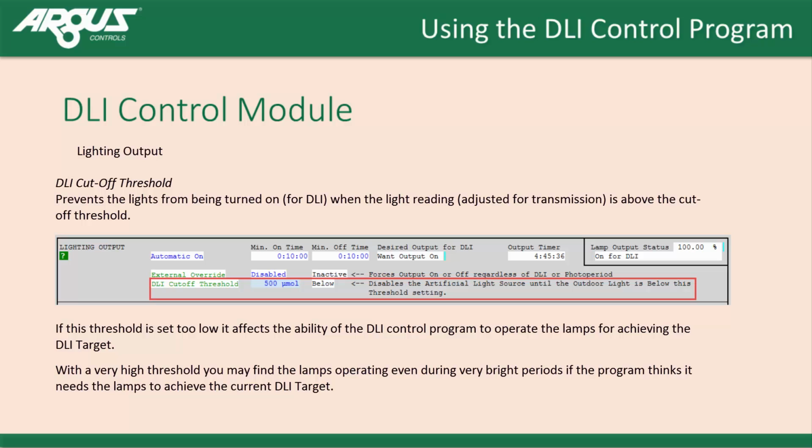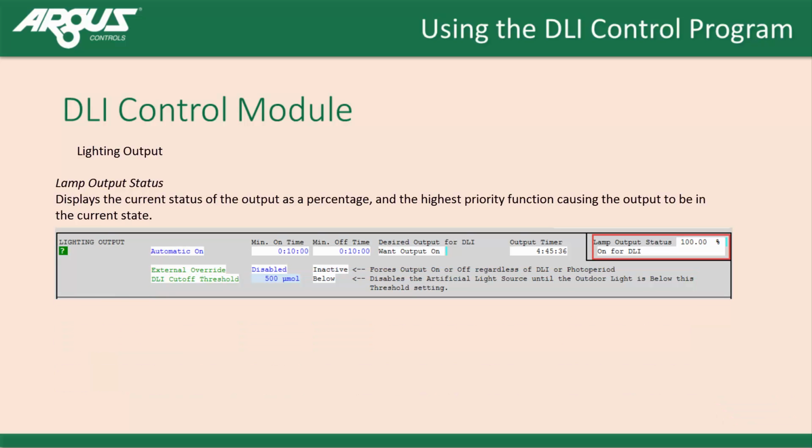DLI cutoff threshold. Prevents the lights from being turned on when the light reading adjusted for transmission is above the cutoff threshold. If this threshold is set too low, it affects the ability of the DLI control program to operate the lamps for achieving the DLI target. With a very high threshold, you may find the lamps operating even during very bright periods if the program thinks it needs the lamps to achieve the current DLI target. Lamp output status displays the current status of the output as a percentage and the highest priority function causing the output to be in the current state.